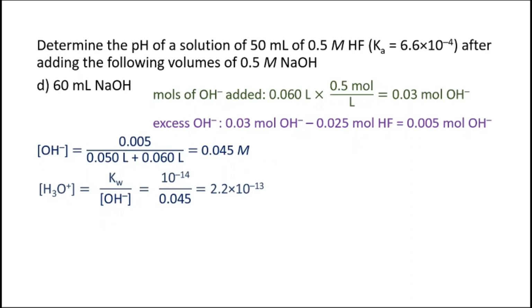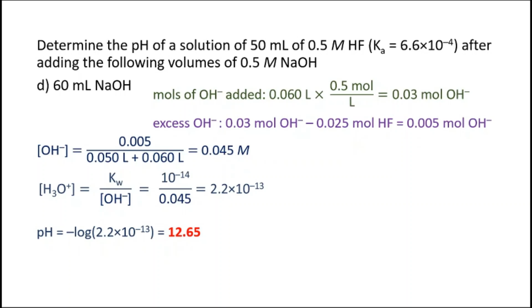And so you have Kw is equal to 10 to the negative 14 over the concentration of our hydroxide ions of 0.045. You end up with a hydronium concentration of 2.2 times 10 to the negative 13. So once we know the hydronium concentration, we can solve for the pH using the same steps we've done before. pH equals the negative log of our hydronium ion of 2.2 times 10 to the negative 13 to give you 12.65.